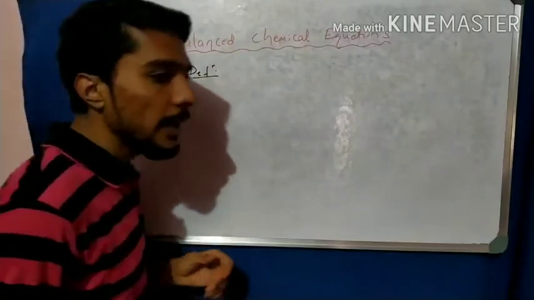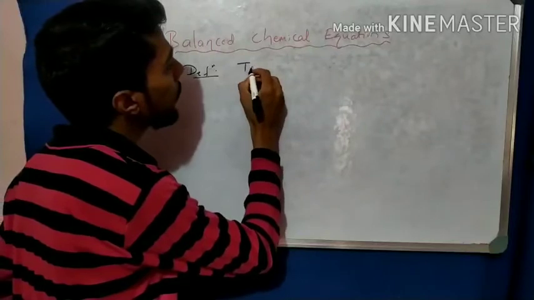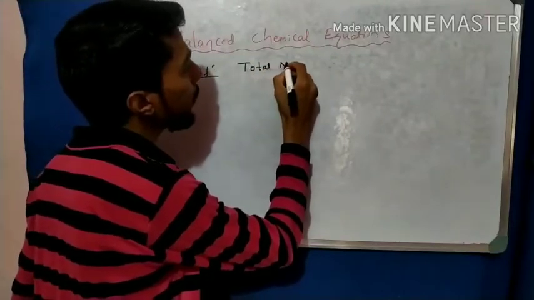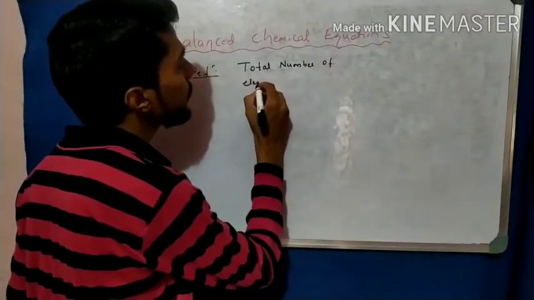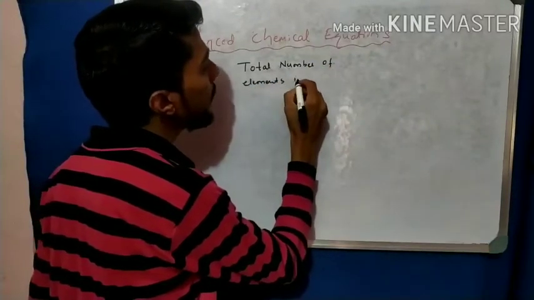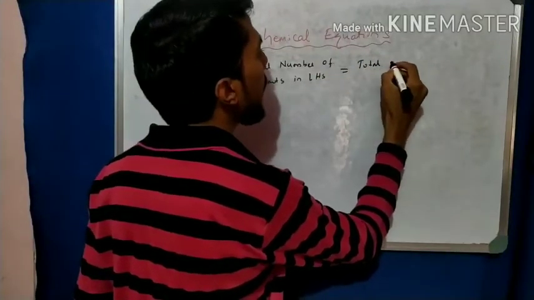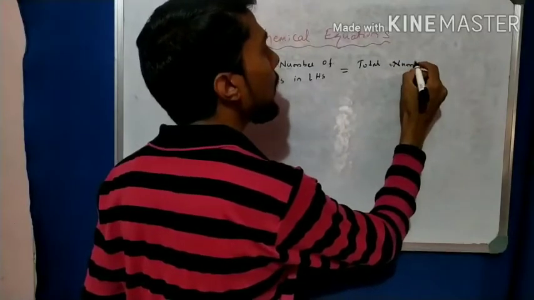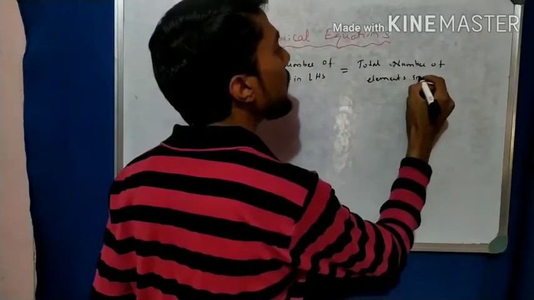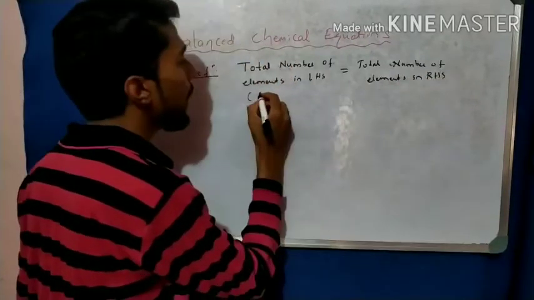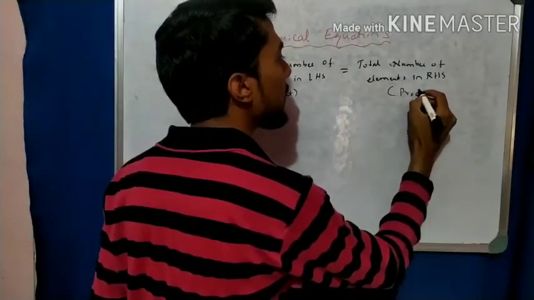Okay, when we say a chemical equation is balanced, then the total number of elements in the LHS side must be equal to the total number of elements in the RHS side. LHS means reactant side and RHS means product side.